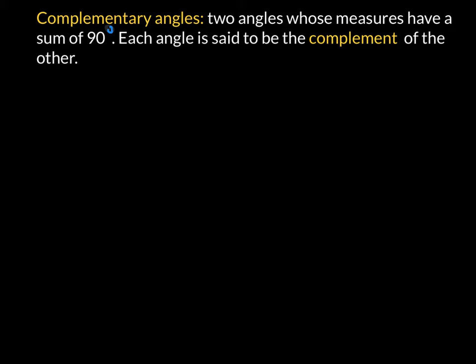So this is the first definition you'll need to write down for your notes. Complementary angles. Those are two angles whose measures have a sum of 90 degrees. Each angle is said to be the complement of the other.